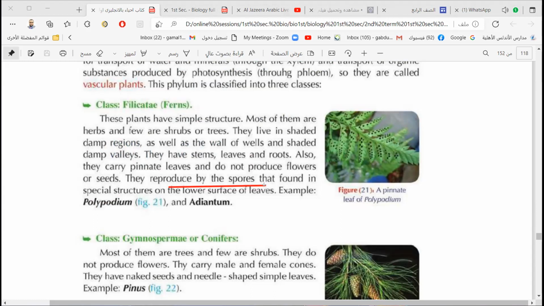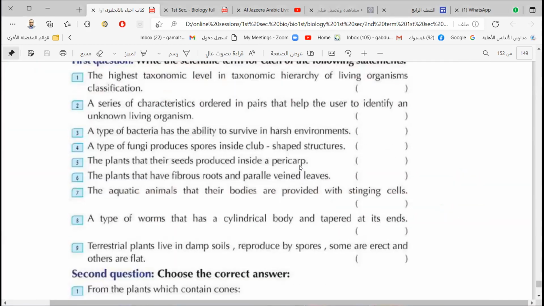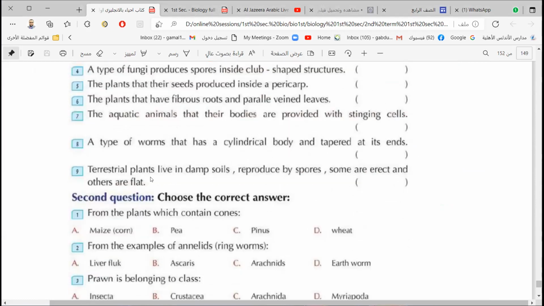The ferns or Filicatae reproduce by spores. Fougere and adiantum. Fougere and polypodium or adiantum. So the answer to our question is Filicatae or ferns. Okay. Let's go to another question. Terrestrial plants in damp soil reproduced by spores, so they are ferns. The answer is Filicatae or ferns.